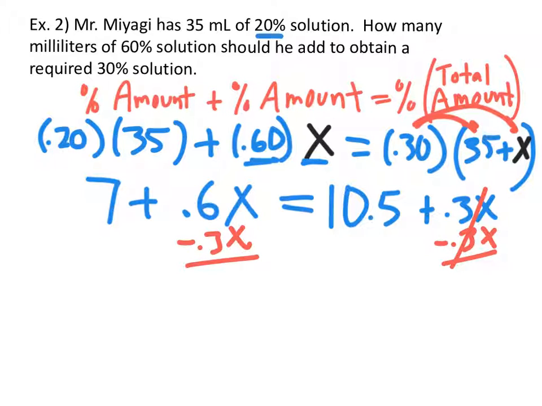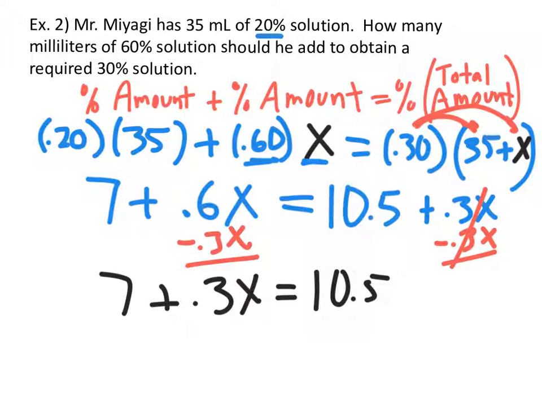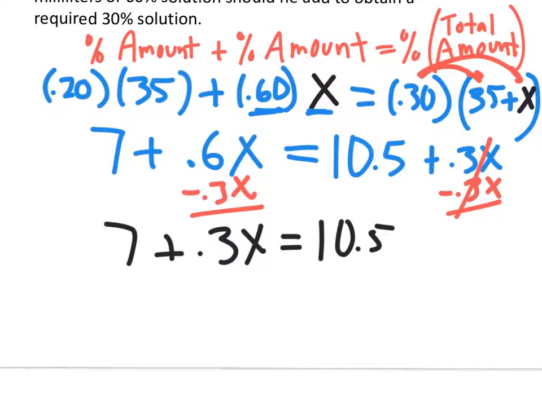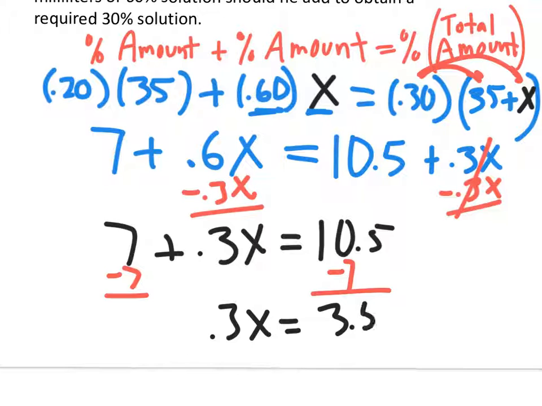It's like saying 60 cents, take away 30 cents. You're going to have 30 cents left over, 0.3x. Let's bring down the plus 7, bring down the equals, the 10.5. And now let's solve this by subtracting 7 here, subtracting 7 over there. So you really have 0.3x equals $10.50, take away $7. That's going to be $3.50, 3.5.